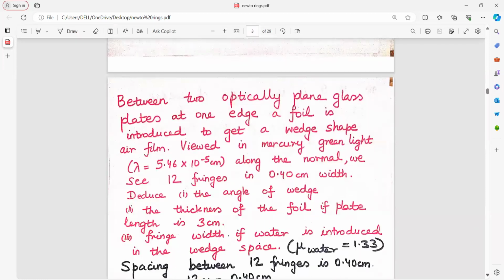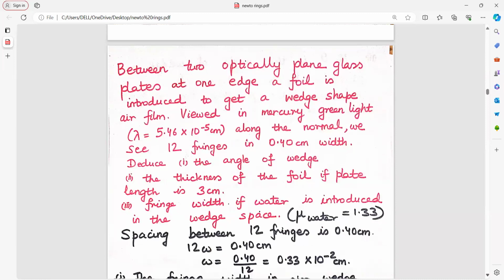Next, between two optically plane glass plates at one edge, a foil is introduced to get a wedge-shaped air film viewed in mercury green light, whose wavelength has been given to you, along the normal. We see 12 fringes.